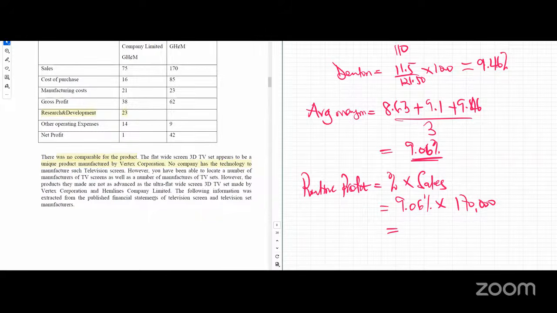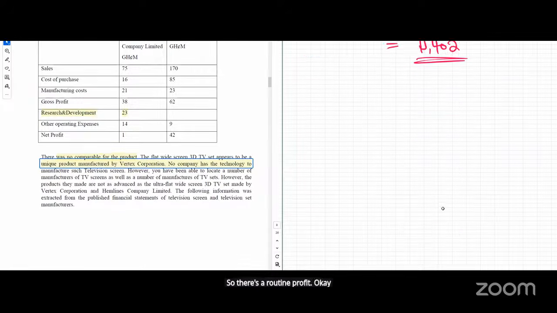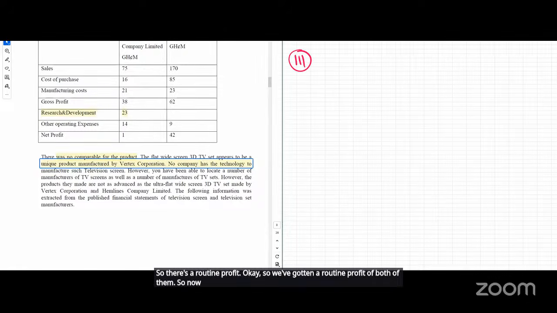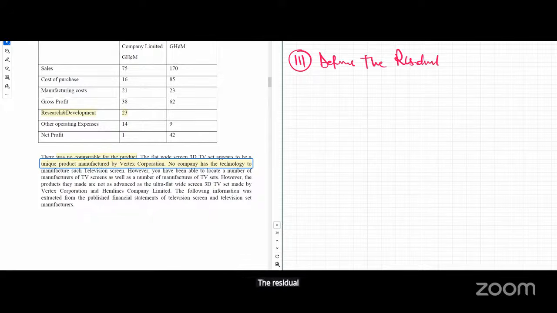I have 15,402. So this is a routine profit. Okay, so we've gotten the routine profit of both of them. So now step 3 is to what? Determine the residual profit. So how do we get a residual profit?